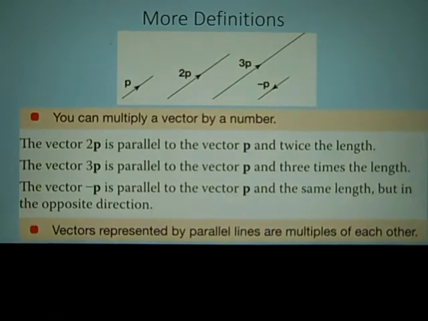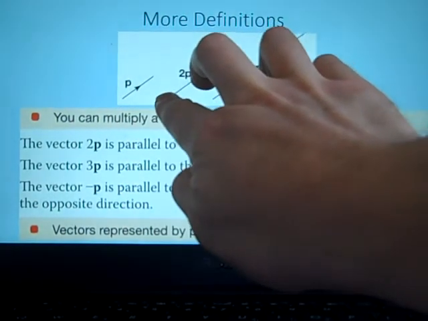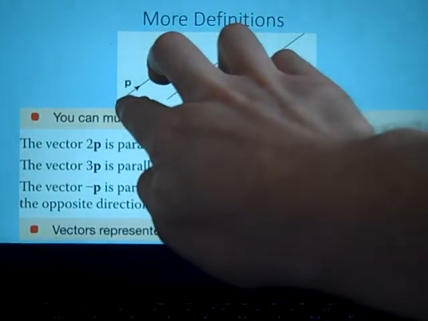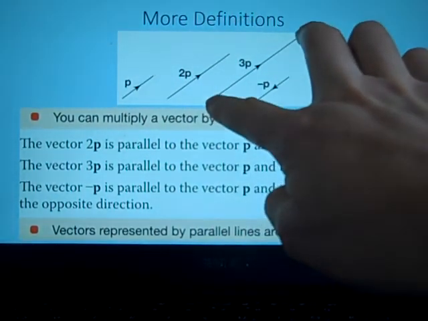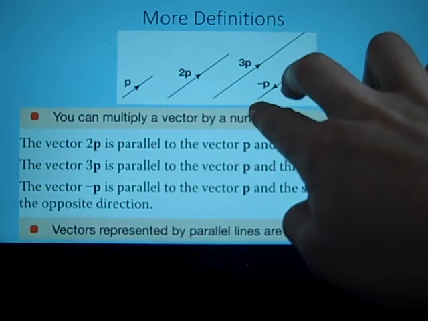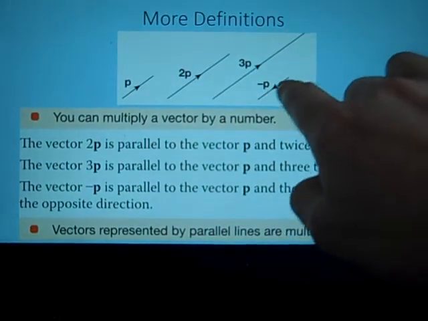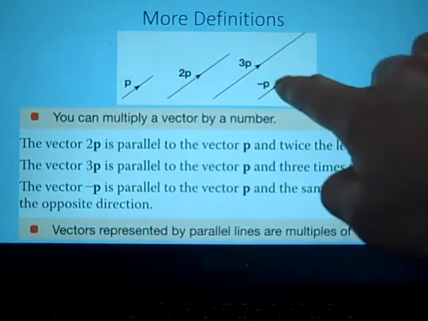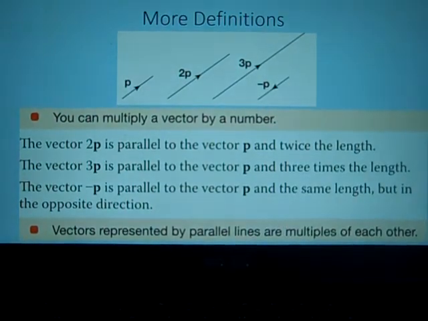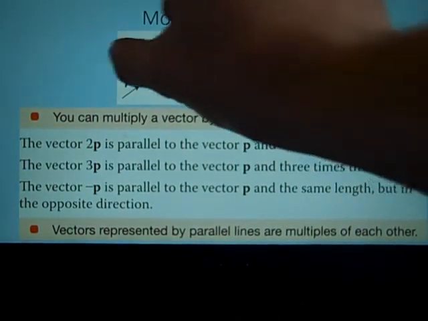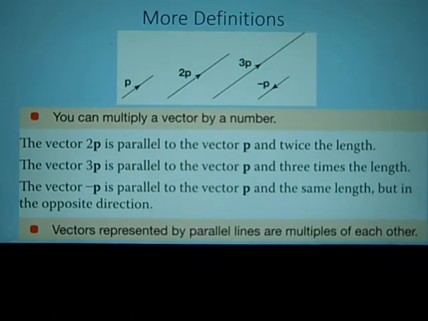Further definitions: obviously we can multiply a vector by a number. If this is P, then this is 2 lots of P, because it's twice the size of P. This one's 3 times the size of P, and this is going in the opposite direction to P, but the same length and same parallel idea. Then we've got negative P. If you want to write some notes on this as well, it's very important that you do that into your green book, so there are a few notes for you there to take.